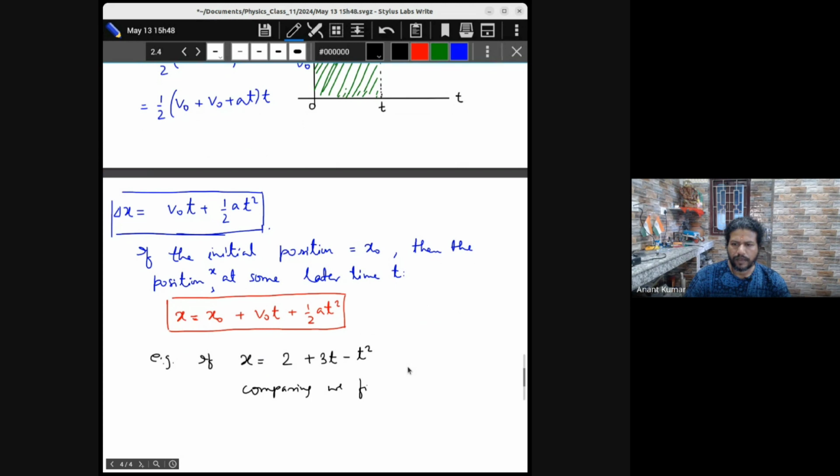Comparing, we find that our x naught must be 2 meters, assuming SI units. Initial position is 2 meters. Initial velocity is 3 meters per second. And the acceleration a should be basically minus 2 meters per second square, because half a must be minus 1 in this case. If I compare, half a must be minus 1, so a becomes minus 2 meters per second square, right?